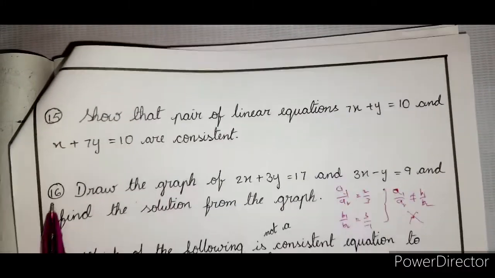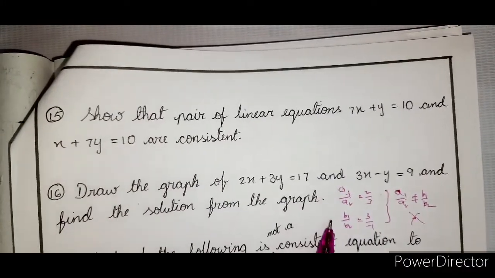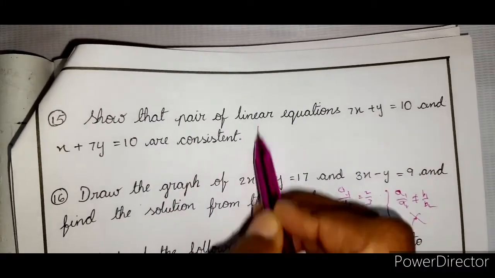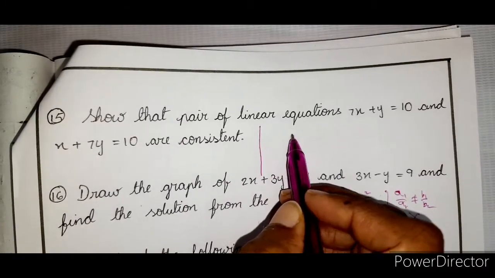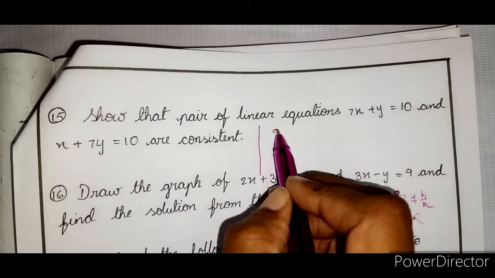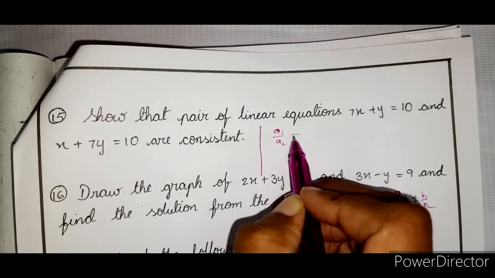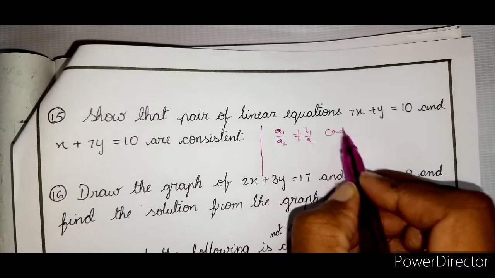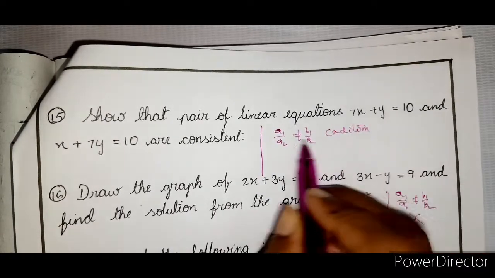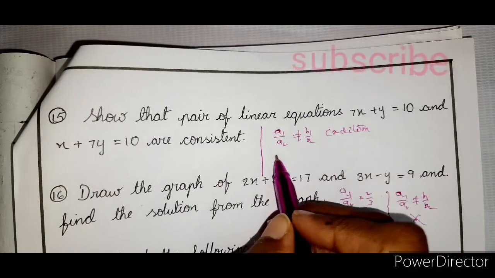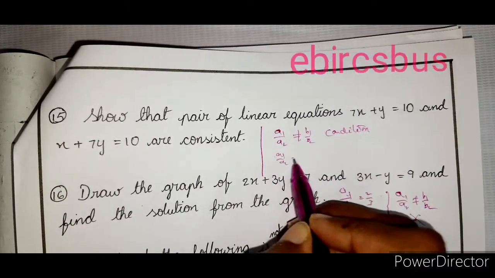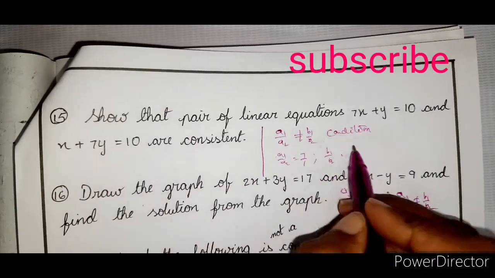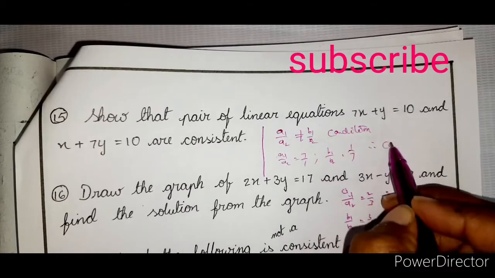So the next one here, we finished the 16th one just now with all the details. Now show that the pair of linear equations is consistent. What is the condition for consistent equations? Consistent and intersecting means it should be A1 by A2 not equal to B1 by B2. This is the condition, right? Okay. So now you see that A1 by A2 is equal to 7 by 1, and B1 by B2 here is equal to 1 by 7. So, therefore, consistent.